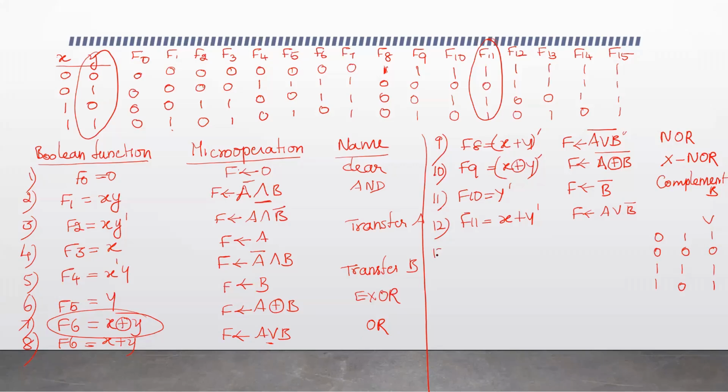And the next, the 13th, it is F12. If you take this, the operation performed is 1 1 0 0. What is X? X is 0 0 1 1, it is the negation of that. So we can simply say that F12 is X complement. So here it is A complement.